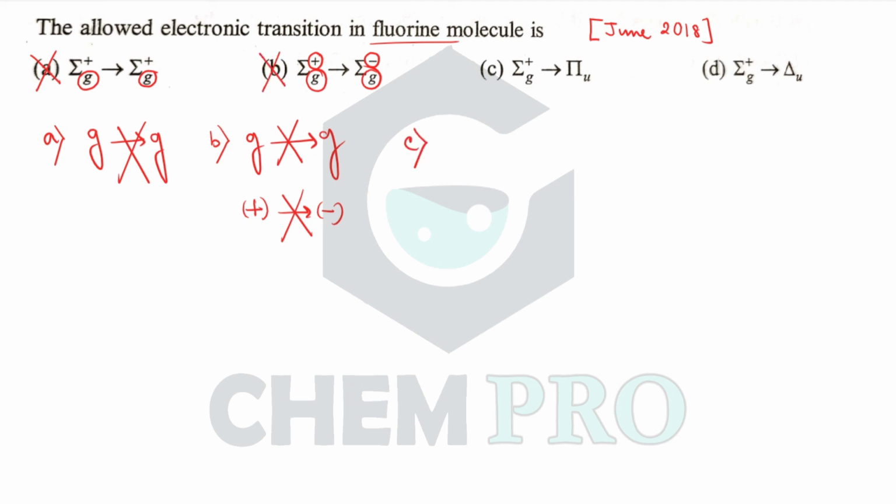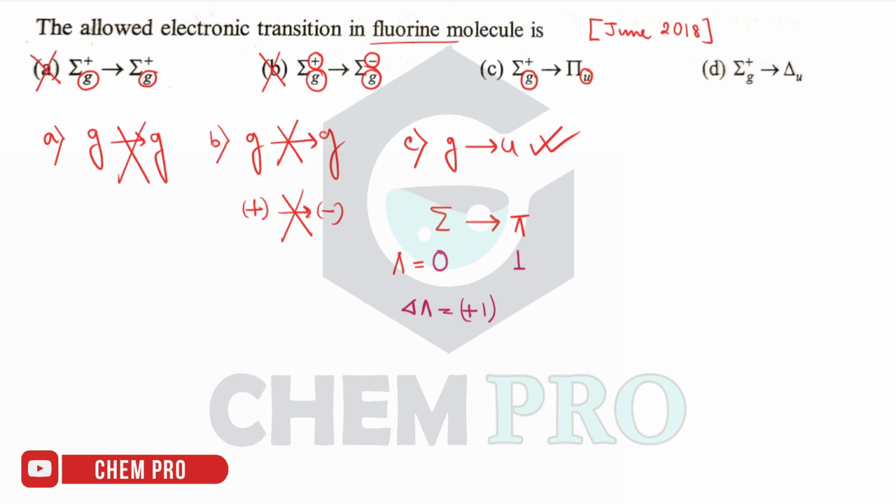Now in option C, the transition is from G to U, and this is a possible transition, and the symbol is sigma to pi. For sigma the lambda value is 0, and for pi the lambda value is 1, so del lambda is equal to plus 1. So it is a possible transition, and our correct answer is option C. Option C is the correct option.